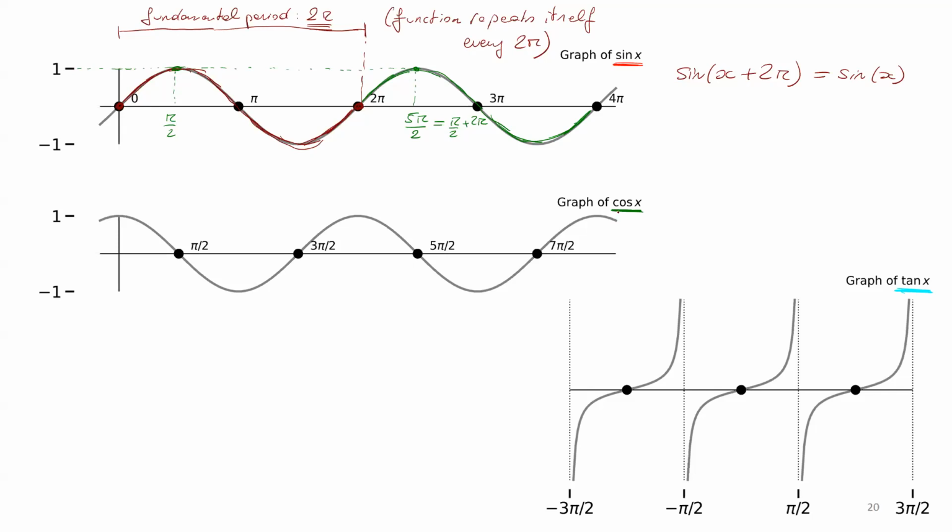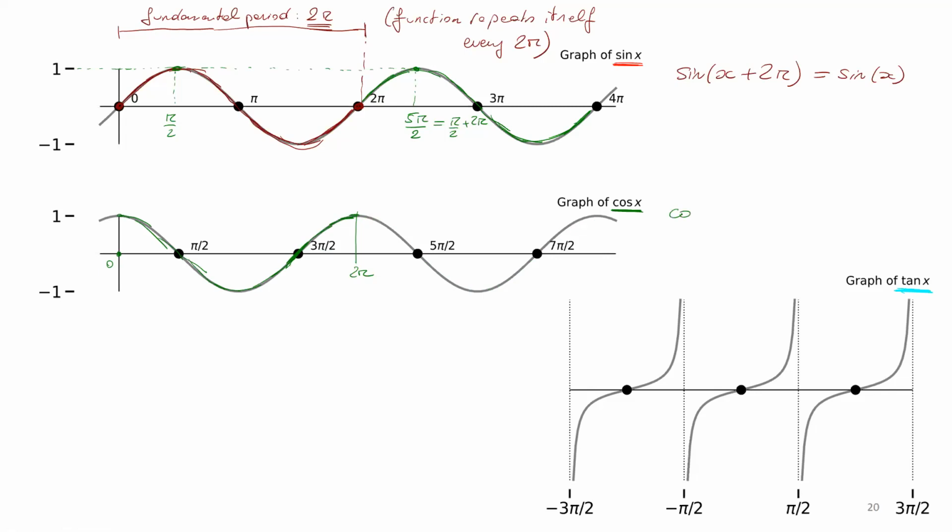And now if you look at the graph of cosine, you see the same kind of thing. So between 0 and 2 pi, which is here, the function starts at 1 and then crosses 0 at pi over 2, goes to -1, crosses back at 3 pi over 2, and then goes back to +1 here. And then afterwards, the function just repeats itself.